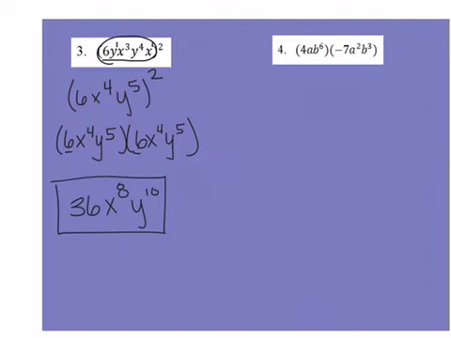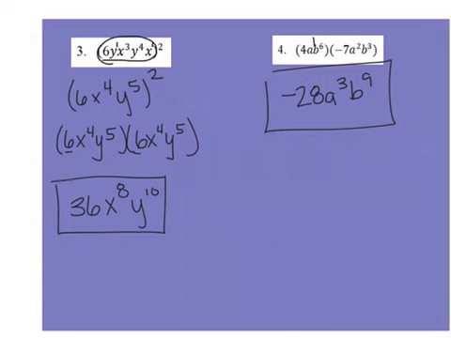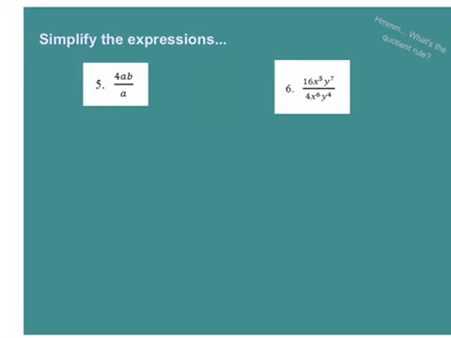I want you to pause the video and go ahead and try number 4 now. So for number 4, we were multiplying. Remember, you multiply the coefficients, so I did 4 times negative 7, got negative 28, and then you add the powers. Don't forget that any variable that's there without a power has an imaginary 1 with it. If you got that one wrong, come check with me before moving on.